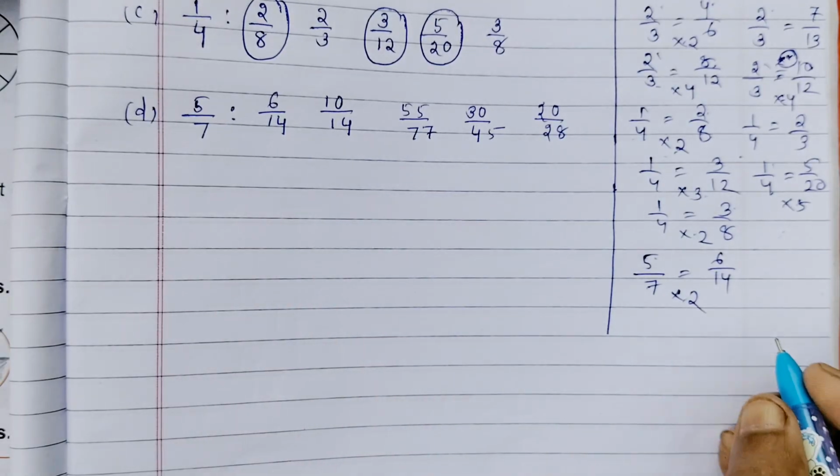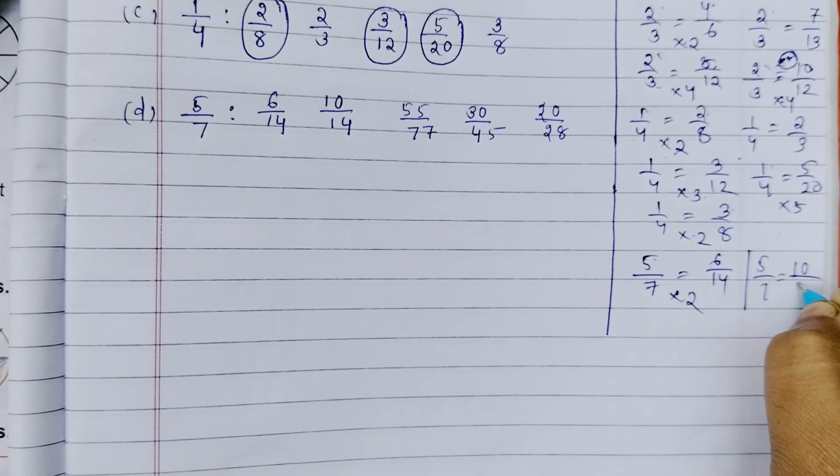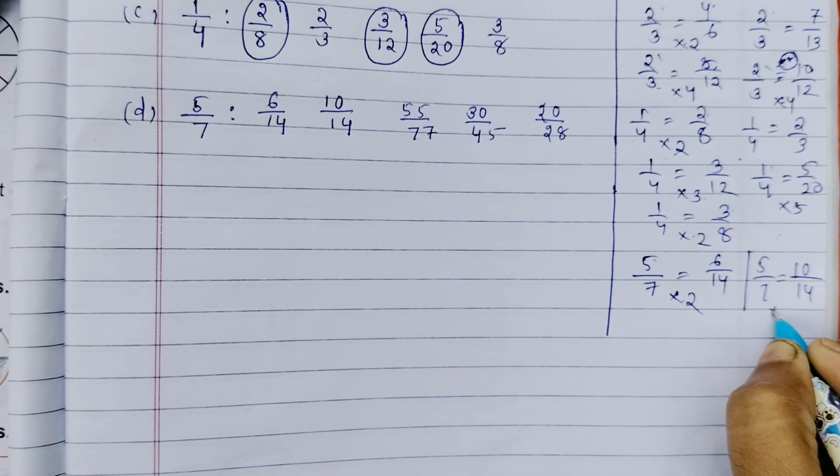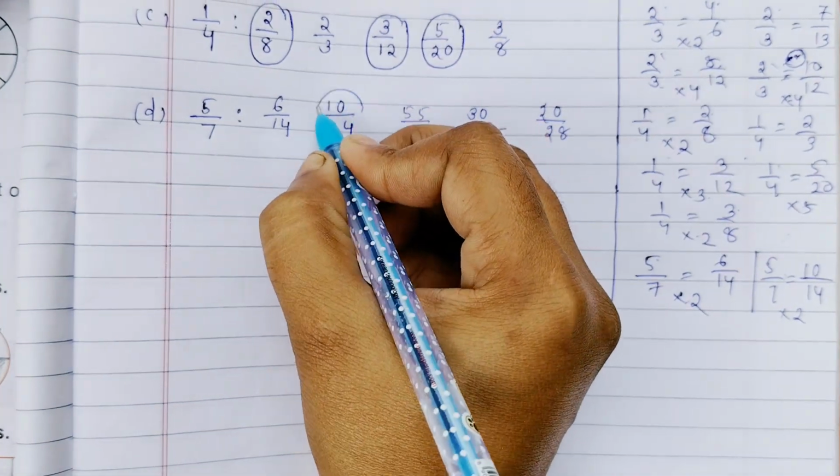Now solve 10 by 14. 5 by 7 equals 10 by 14. 7 times 2 is 14. Then 5 times 2 is 10. So 10 by 14 is an equivalent function of 5 by 7.